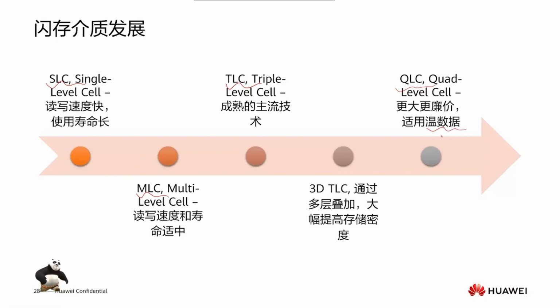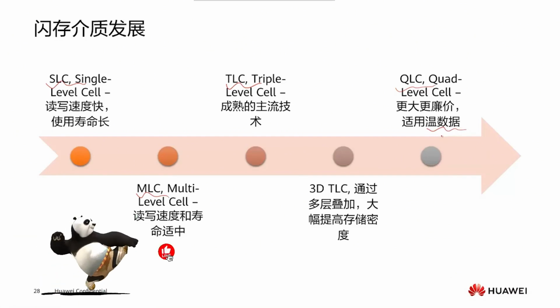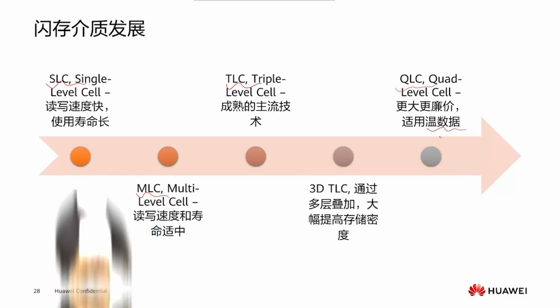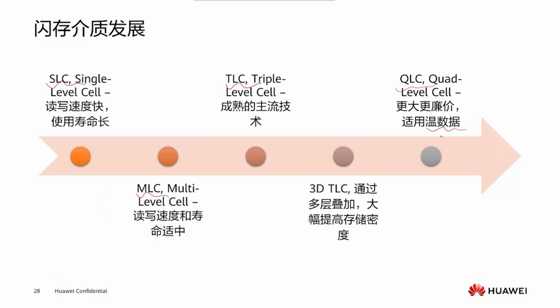In recent years, SCM has also begun to appear in people's field of vision. Its full name is storage class memory. It is a kind of non-volatile storage with better performance than flash memory, slightly worse than cache, fast read and write, low energy consumption, and long life.